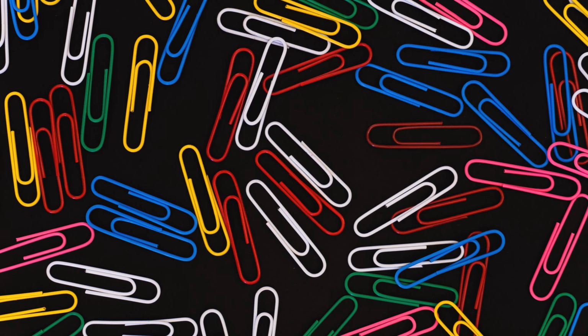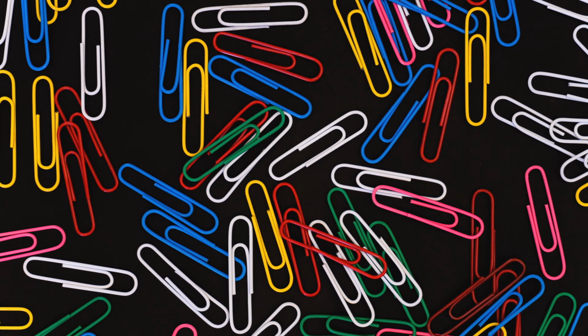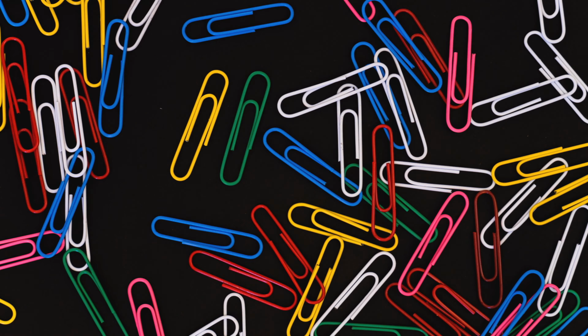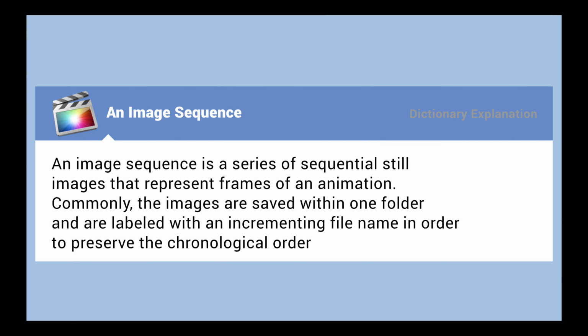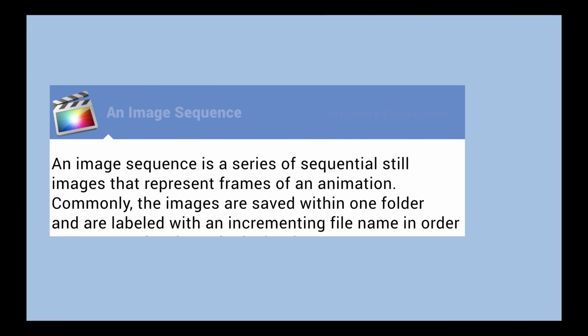Image sequences are generally created by stop-motion animation software. In fact, the definition of an image sequence is a series of sequential still images that represent frames of an animation. Commonly, the images are saved within one folder and are labelled with an incrementing file name in order to preserve the chronological order. So goes the dictionary explanation.